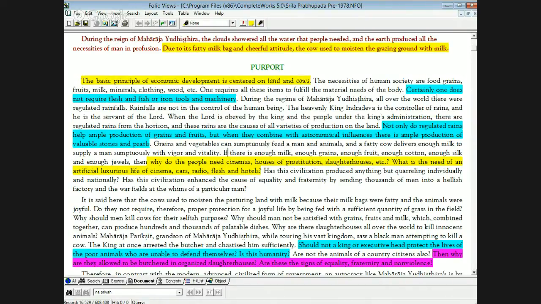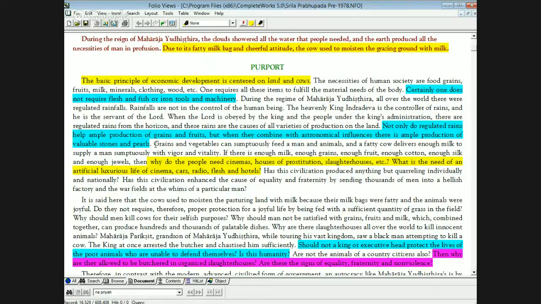Very nice actually. Certainly one does not require flesh, fish, because nature is giving so many gifts. Actually we have been saved from a hellish life, yet could not even understand this common sense. We talk about scientific advancement, but could not understand this common sense that we don't require all this artificial. Prabhupada said definitely also you don't require iron tools and machinery. It's all Ugra Karma civilization.